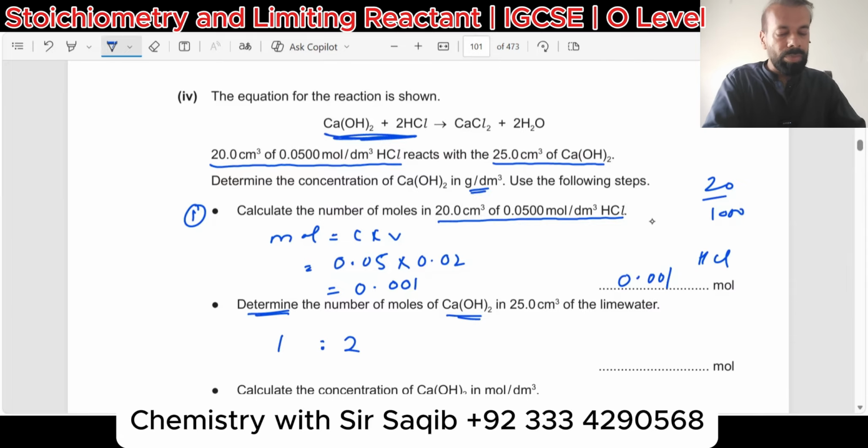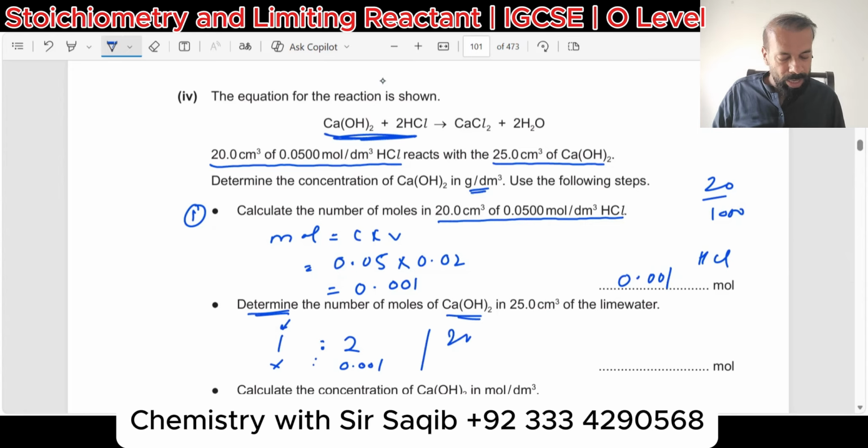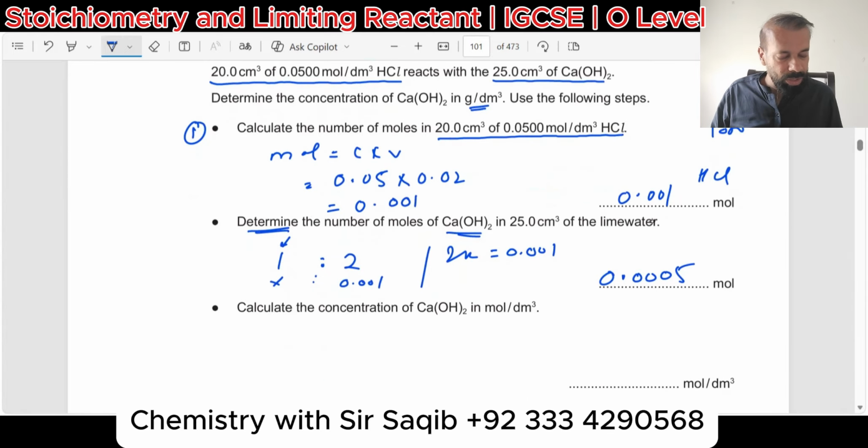If you have 0.001 HCl, so how much calcium hydroxide will you need? The ratio is 1:2. This means this is half. So calculate 2x is equal to 0.001. So 0.001 divided by 2 is equal to 0.0005.